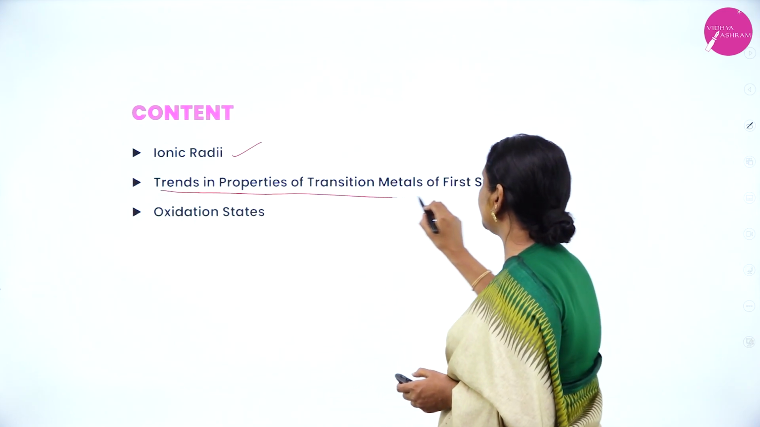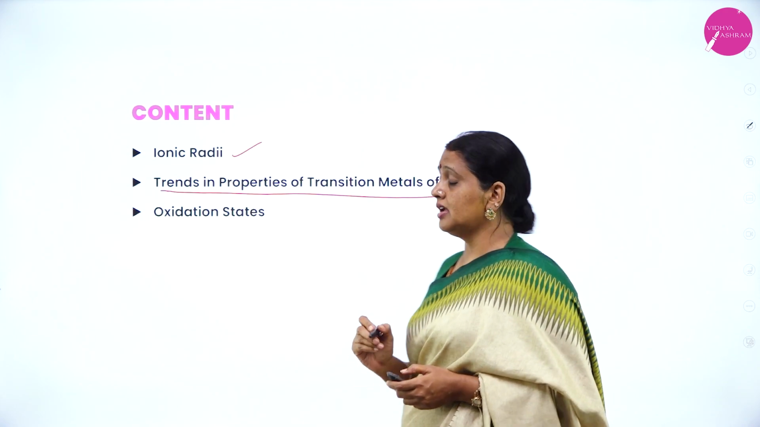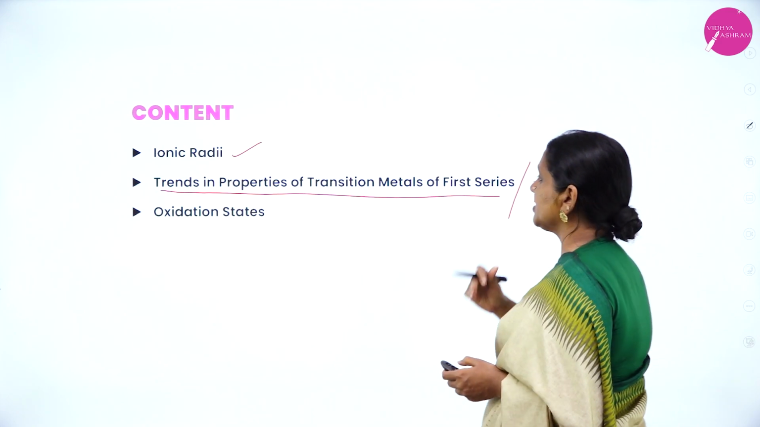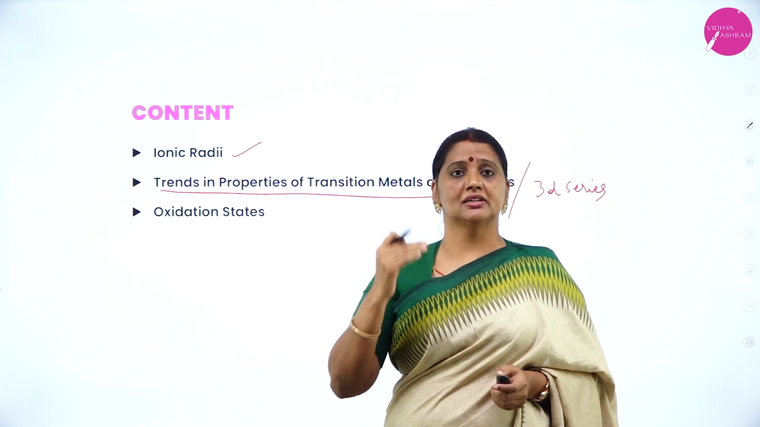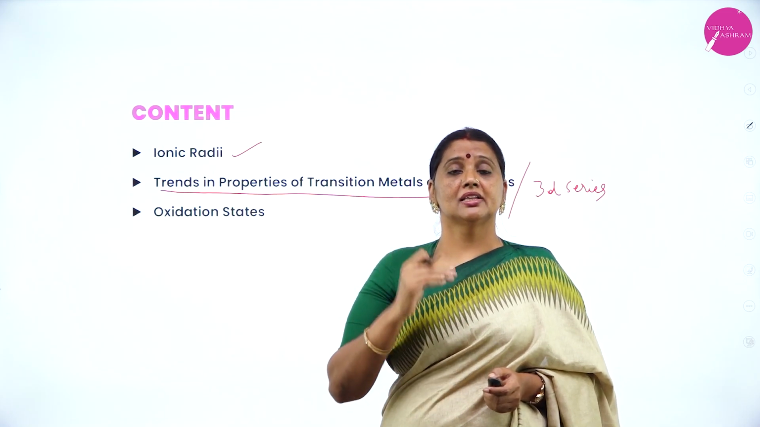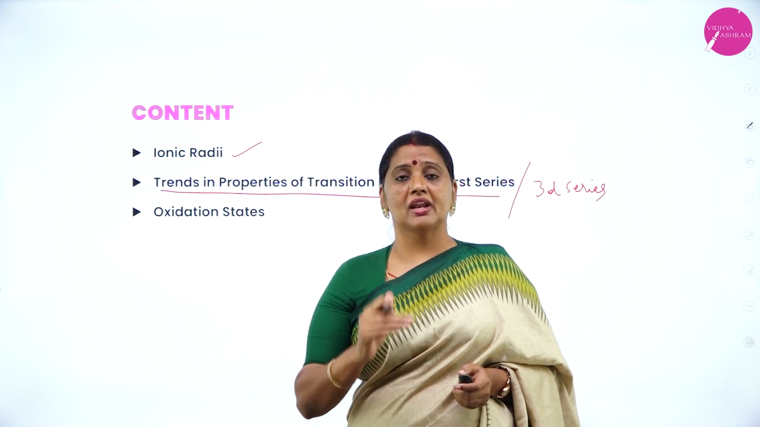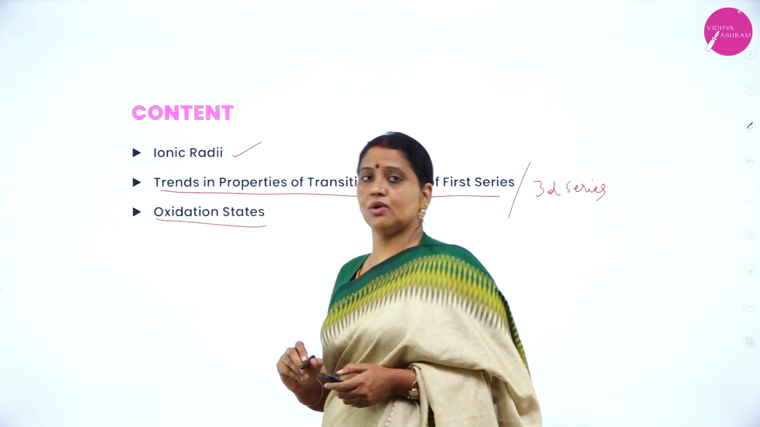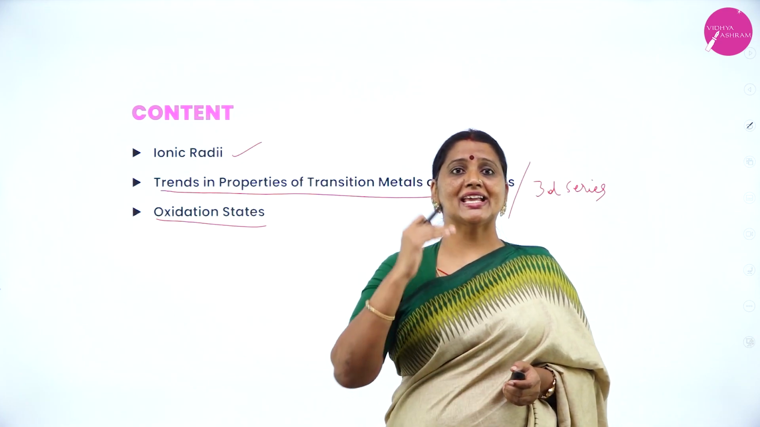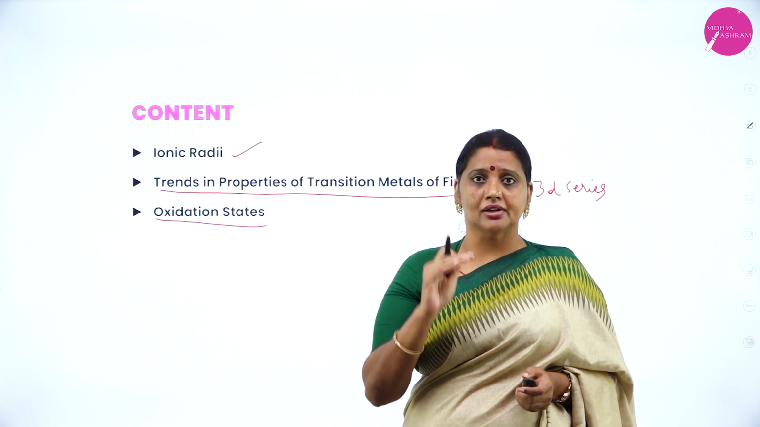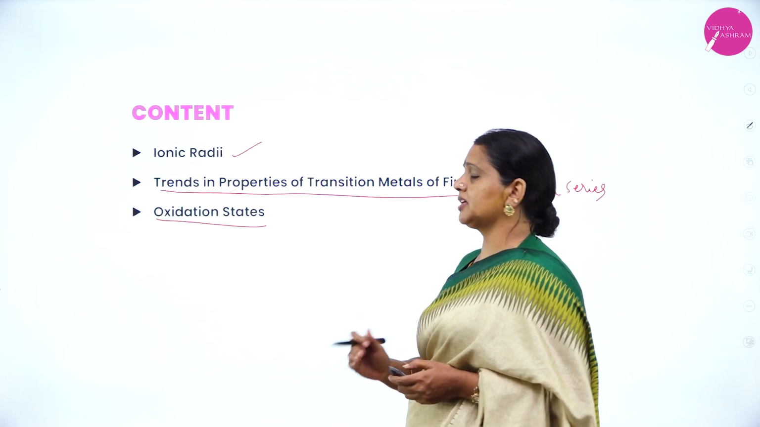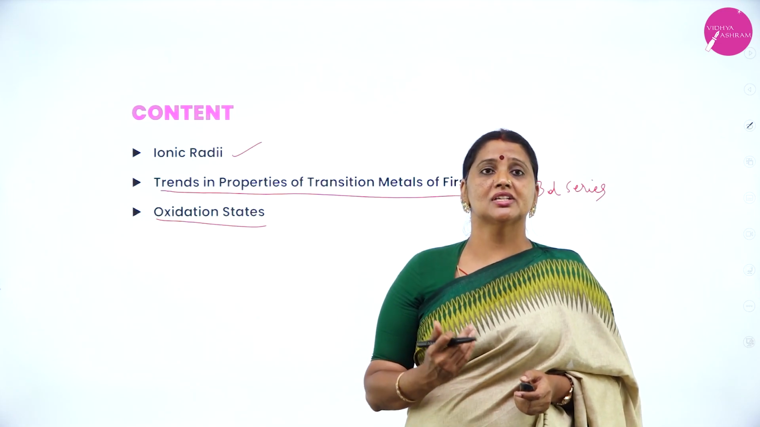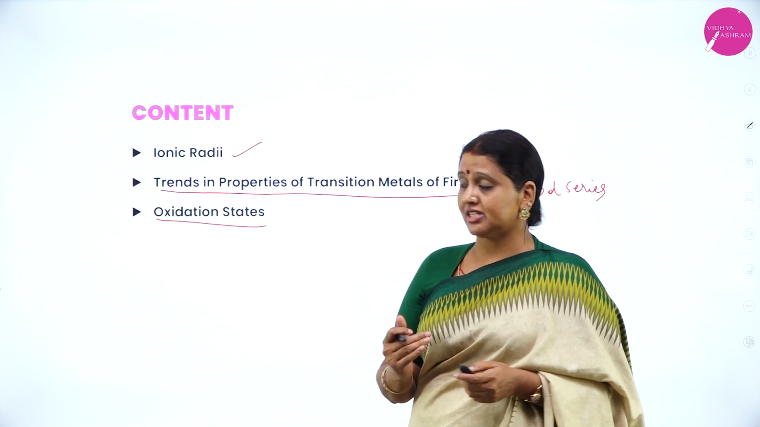And trends in properties of transition metals of first series. First series means 3D series. What's the trend in properties of transition elements in 3D series? 3D series is also called the first series. Next, oxidation states. Therefore, today in this session, I am going to deal with ionic radii and trends in properties of transition metals in the first series, that is 3D series. Last, I am going to discuss oxidation state.